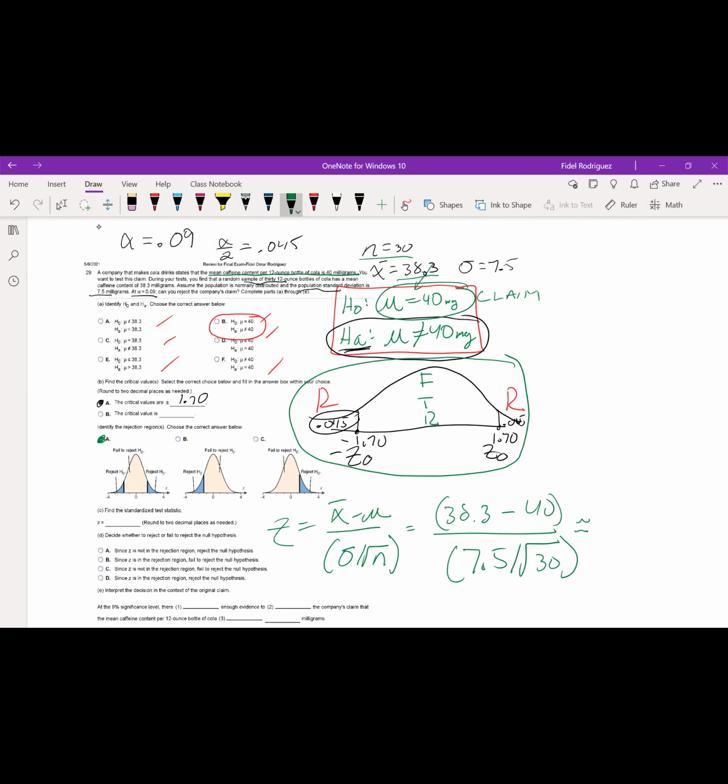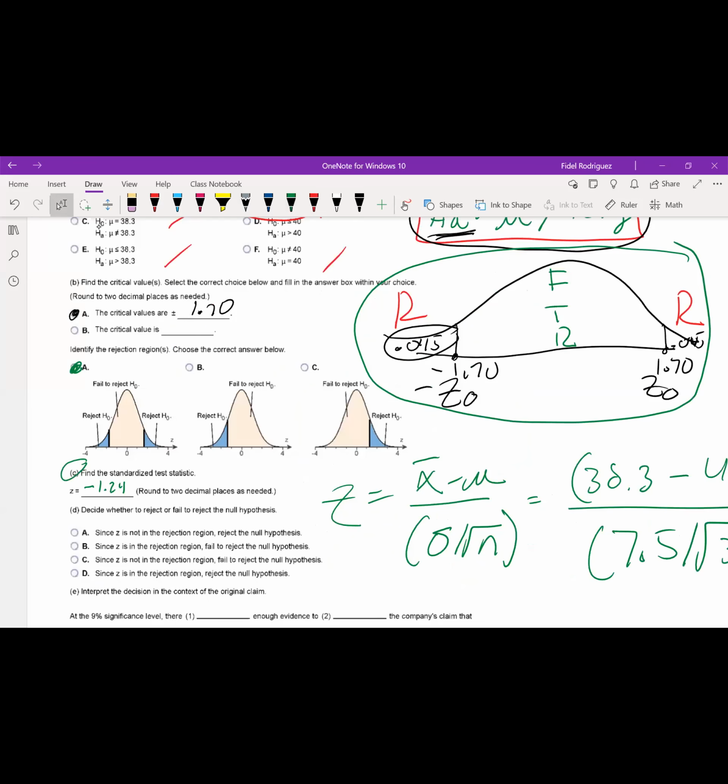So guys, I'm going to do this step on my calculator as well. I'm typing it in exactly as I wrote it, with parentheses and everything. So 38.3 minus 40 divided by parentheses 7.5 divided by the square root of 30, close my parentheses, hit enter. And the number that I'm coming up with is a negative 1.24. So that's going to be the number that I'm going to write here. Negative 1.24.